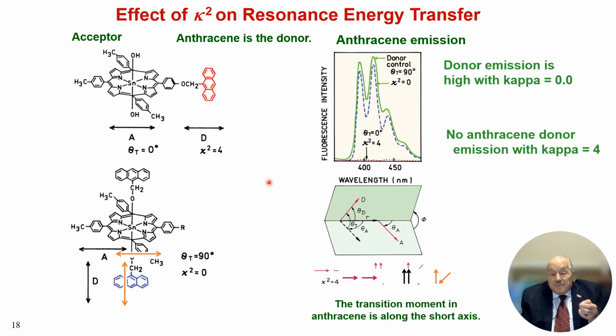But these molecules are completely symmetric, and they have another advantage. No matter which way the anthracenes rotate, the transition moments are always going to remain the same. So that's why this experiment worked.